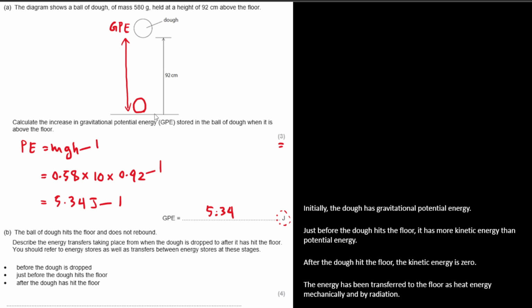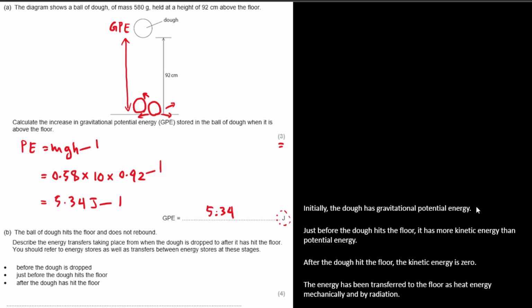Now, when the dough has actually hit the floor, the kinetic energy becomes 0, because it's going to stop. And also, your energy will be transferred to the surroundings or the floor as heat energy, mechanically and by radiation. From answering these facts, you should get 4.